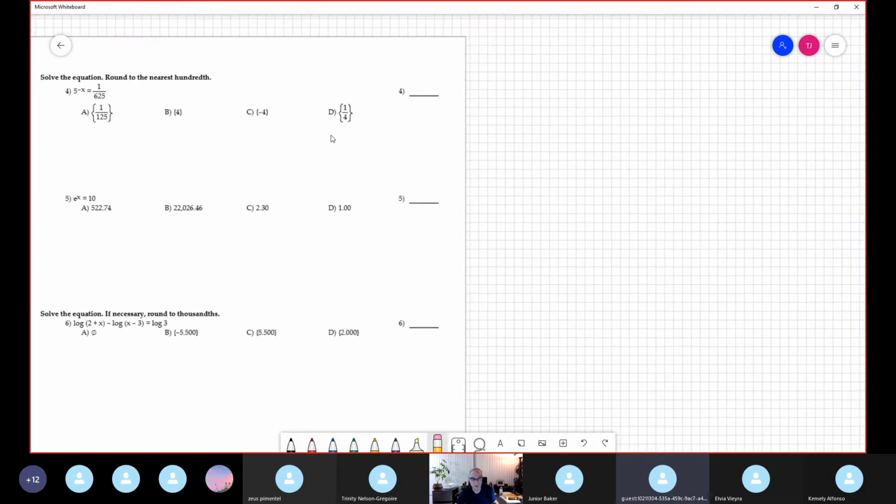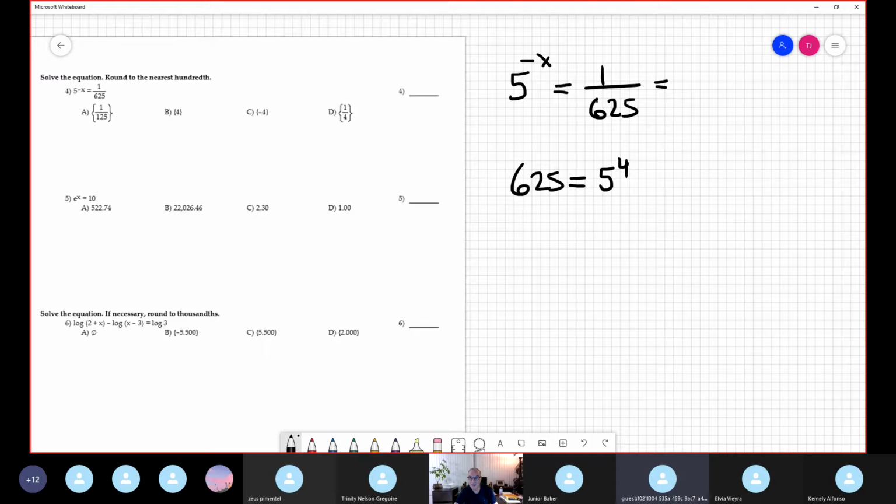Okay, question 4 is about an exponential equation. This is 5 to the minus x is equal to 1 over 625. It's easy because I know that 625 is 5 to the 4th power. 5 times 5 is 25, 25 times 5 is 125, and 125 times 5 again is 625.